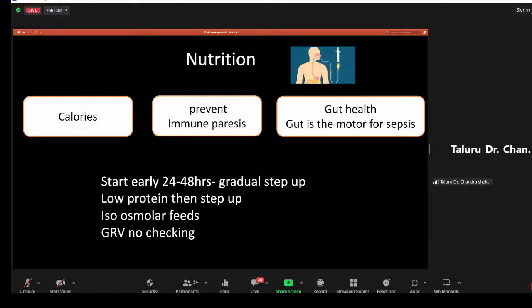Start early, gradual step up, low protein, then step up, isoosmolar feeds. And GRV, we don't do any checking unless there is really an issue which warrants it, like Ryle's tube suction or any abdominal distension. We generally don't check. Even if we do check, we do it with an ultrasound nowadays.